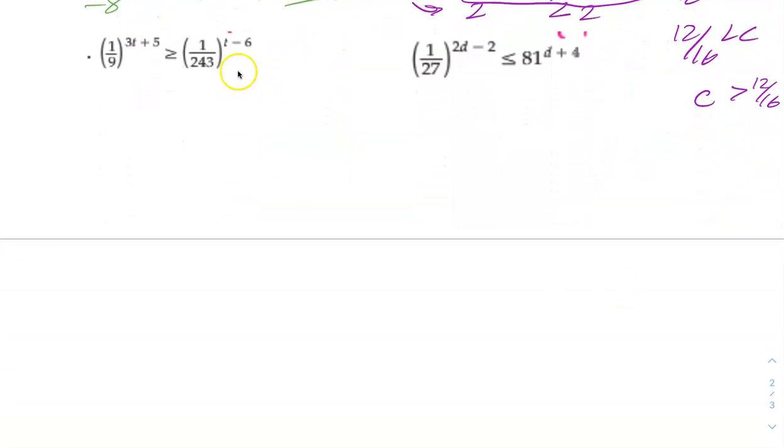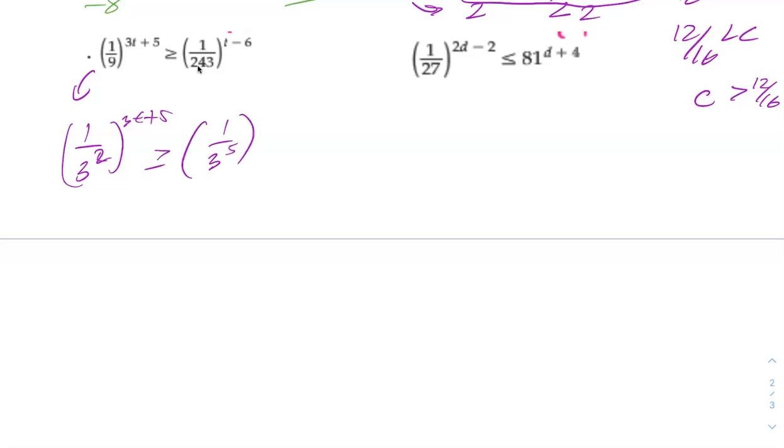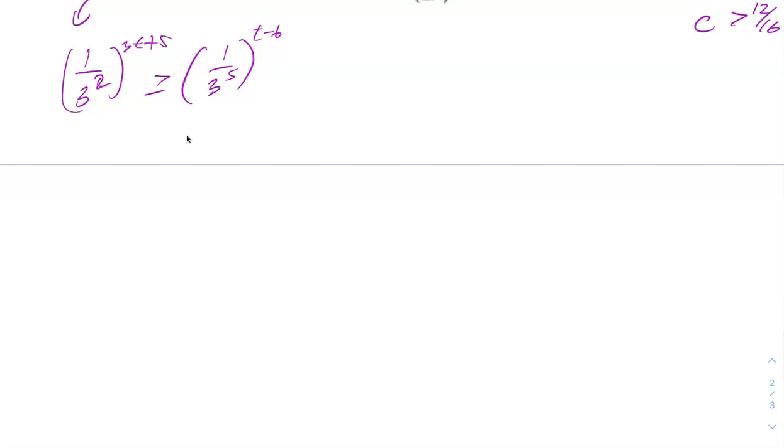Down here, same idea. So let's rewrite these. How can we write 9 and 243 as the same thing? 9 is 3 squared, and 243 is 3 to the 5th. So let's do it like that. So this is 1 over 3 squared, to the 3t plus 5. And this is 1 over 3 to the 5th, to the t minus 6.